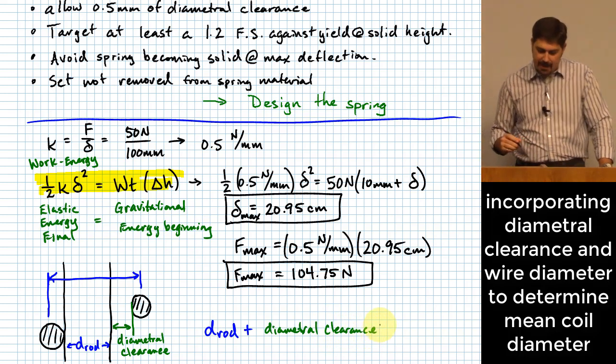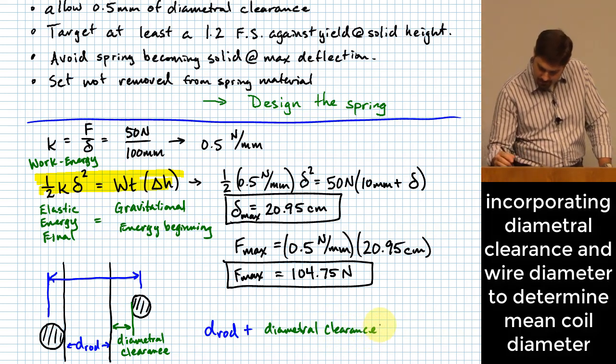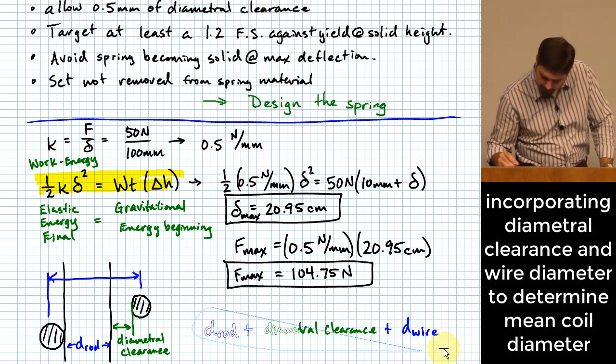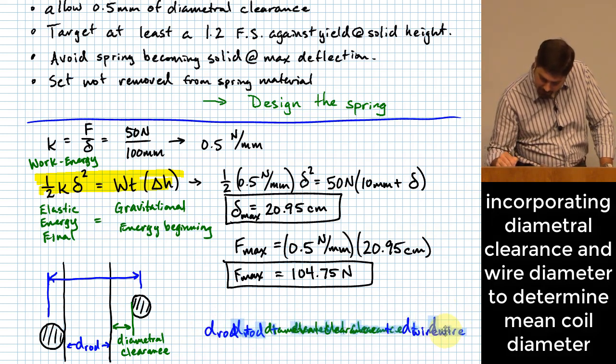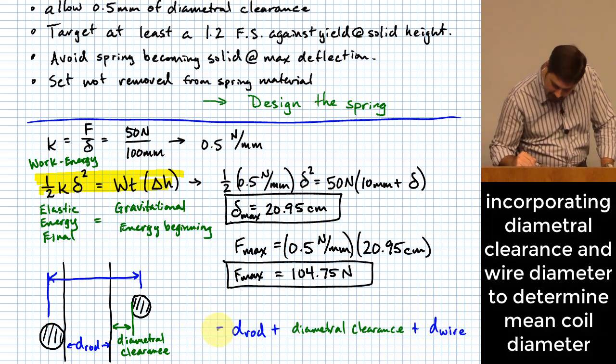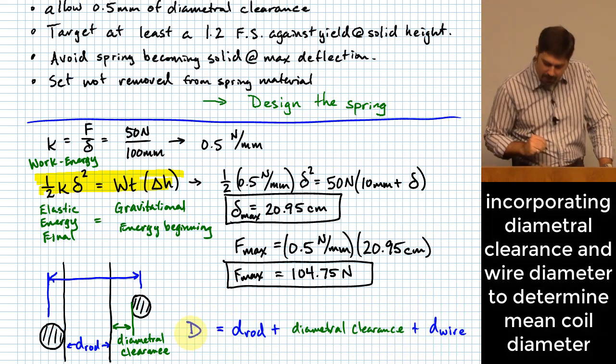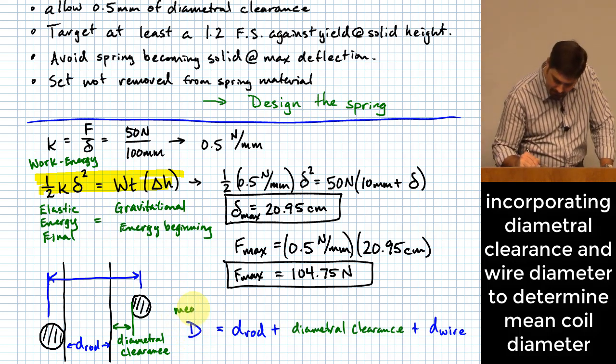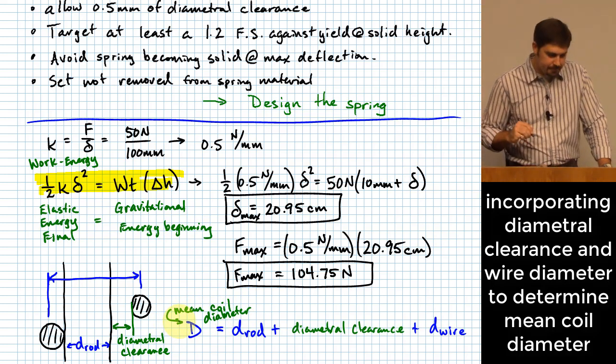But then what else do we need to add? Okay, plus the diameter of the wire, which I'll go ahead and put wire on there. A lot of times we just use lowercase d when we're talking about wire. This is how you calculate what that mean coil diameter has to be.